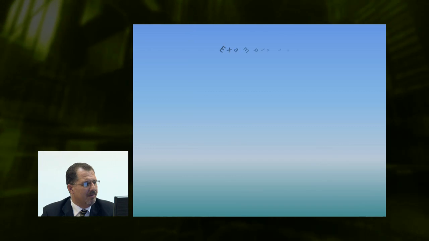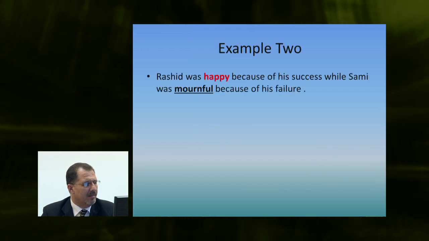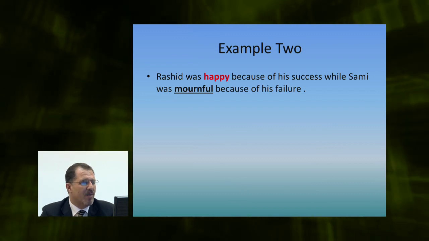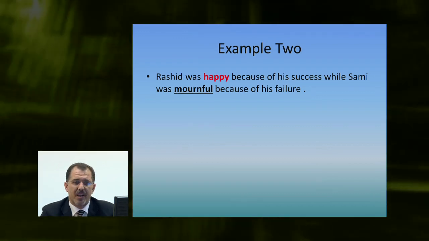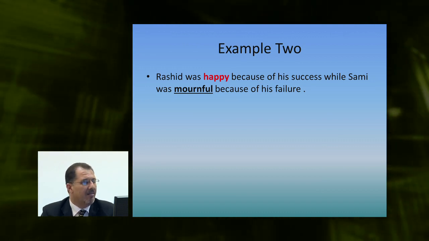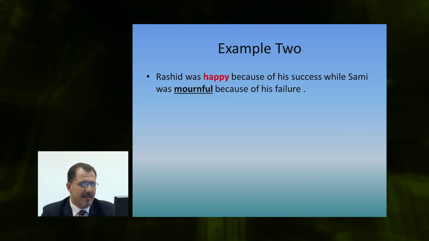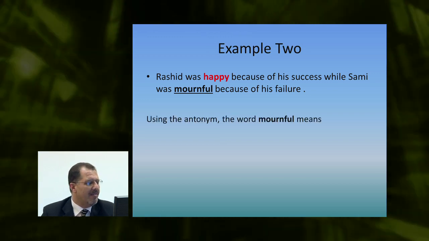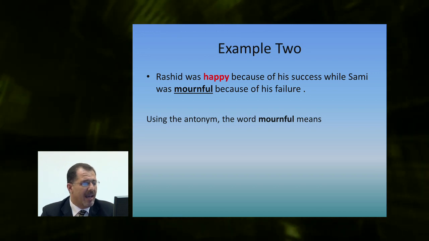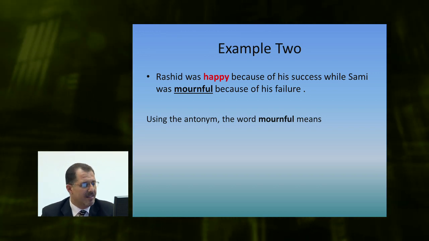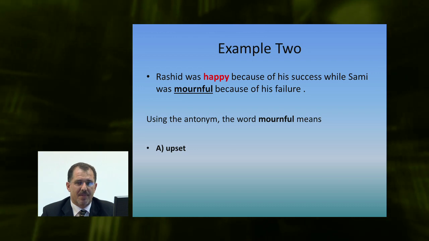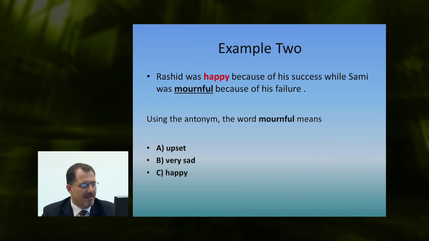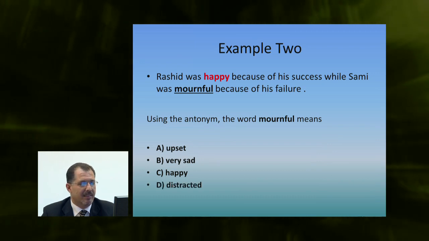What is example 2? Let's take a look. Rashid was happy because of his success, while Sammy was mournful because of his failure. Again, Rashid was happy because of his success, while Sammy was mournful because of his failure. What do we have here? Now, by using the antonym, the word mournful means upset, very sad, happy, or distracted.